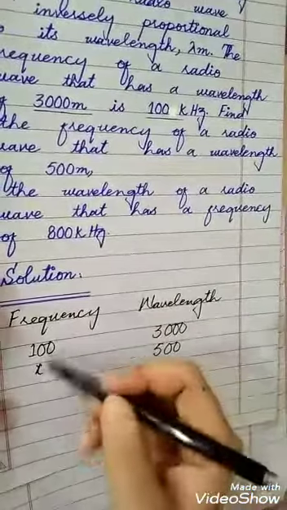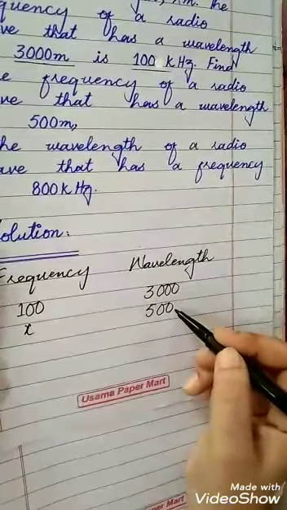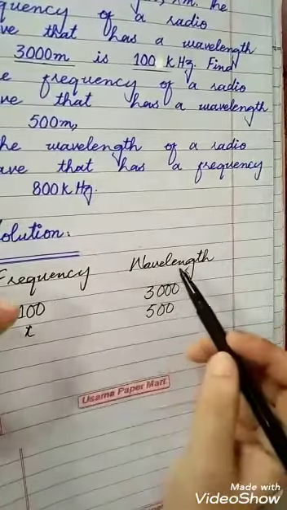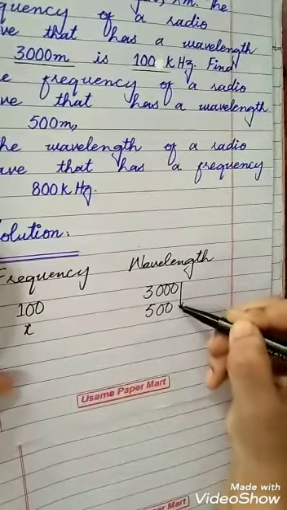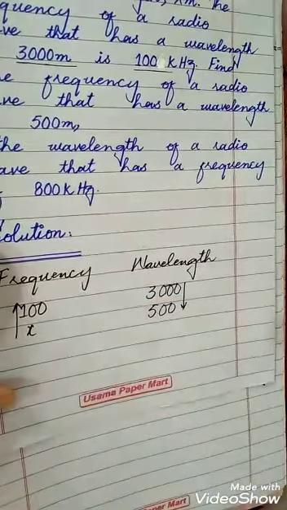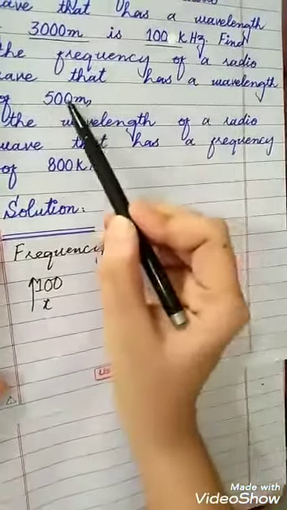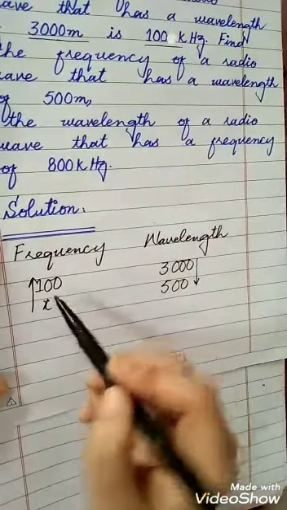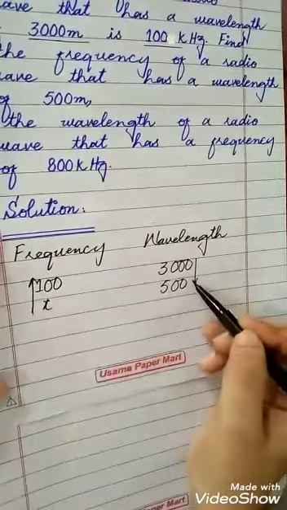So students, here it's an unknown value. We can guess from here whether it is increasing or decreasing. The relation between frequency and wavelength is inverse, which means if one is decreasing, the other will increase. Clear? Because here wavelength is 3000, but now it's 500 meter, and here frequency is 100. It means the wavelength will decrease.